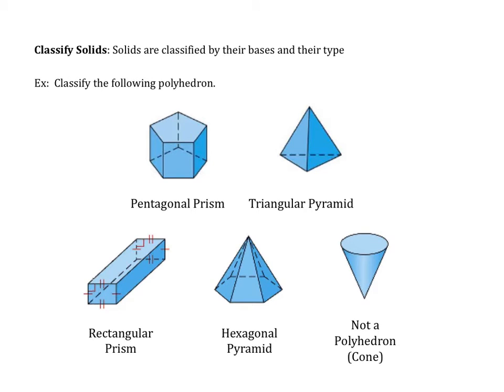So because it's not a polyhedron, it's not classified in the same way that others are, but we do know that this one has its own special name. This is a cone.